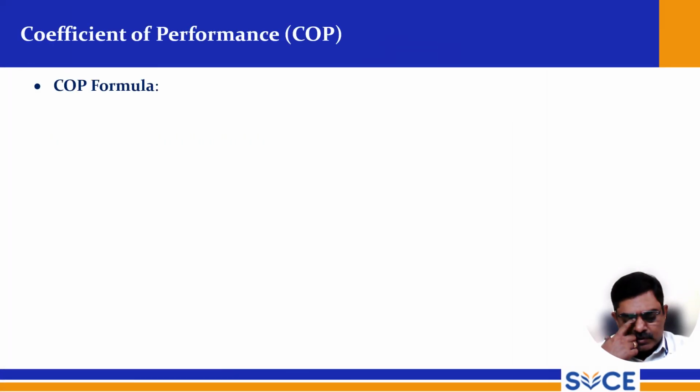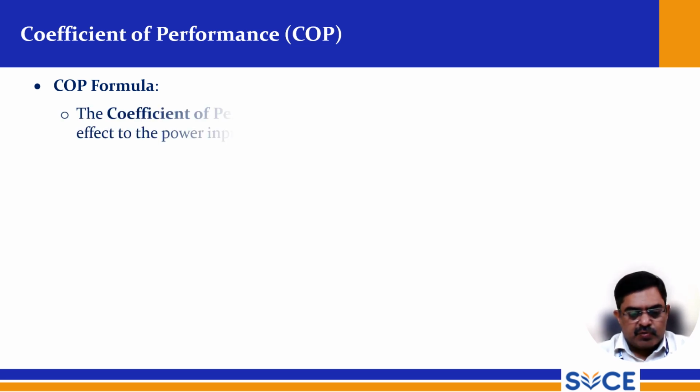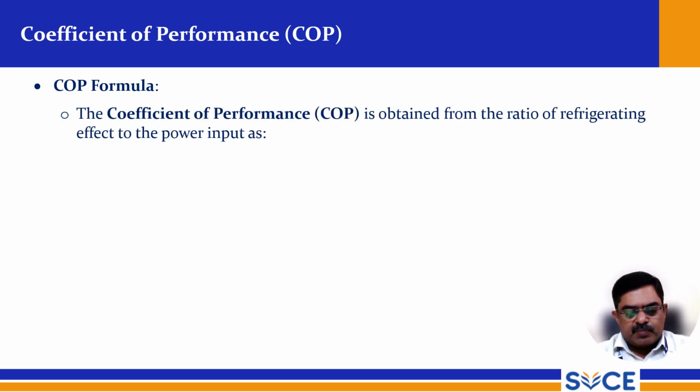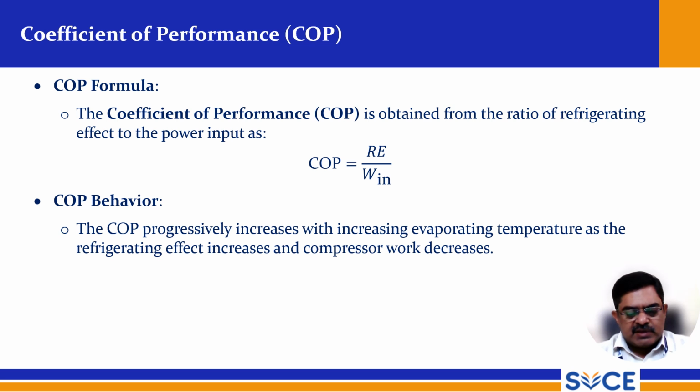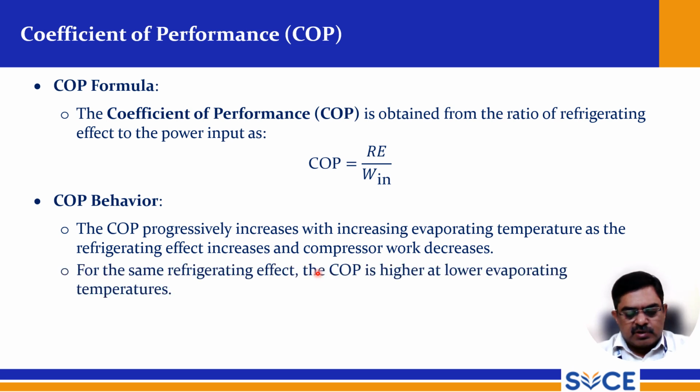So, coefficient of performance of compressors. We know that the COP is obtained from the ratio of refrigeration effect to the power input. So COP equals RE divided by work input. The COP behavior that we see here is that COP progressively increases with increasing evaporating temperature, as the refrigerating effect increases and the compressor work decreases. For the same refrigeration effect, the COP is higher for lower evaporating temperatures.